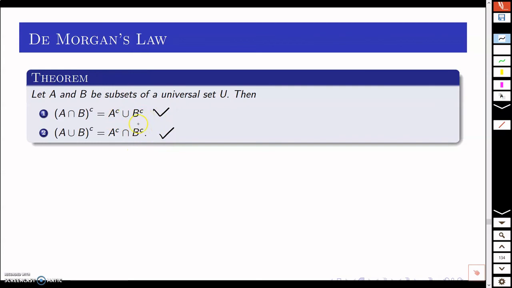I will prove one of them, and the other one you all can prove. Another thing you can try is to draw the Venn diagrams, draw the pictures, and get a feel for it. In both cases, put it in Venn diagrams. Draw a Venn diagram for the left hand side and the right hand side, and see that both give you the same shaded region. You can do the same thing for the second one as well.